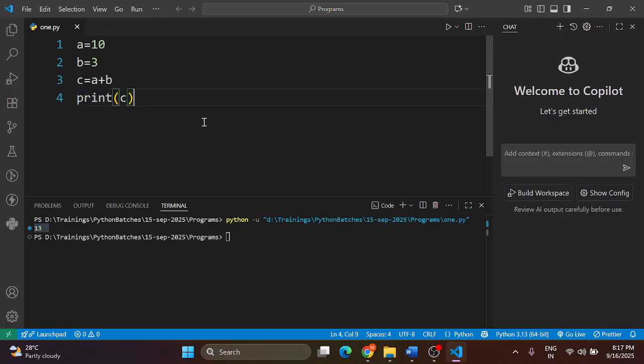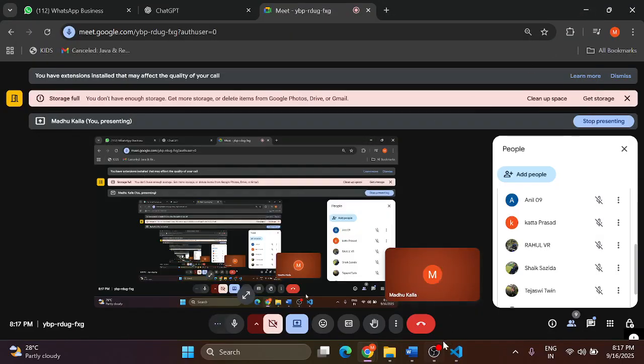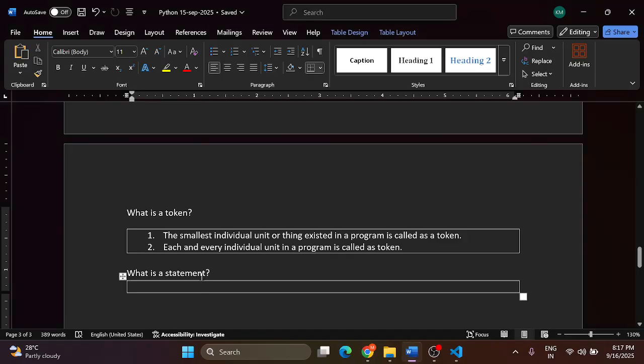Understand? So, how would I say? What is a statement? A statement means it's a kind of instruction or a command given to the computer. Understand? So, what is a statement? It is a command or an instruction given to a computer. Clear?